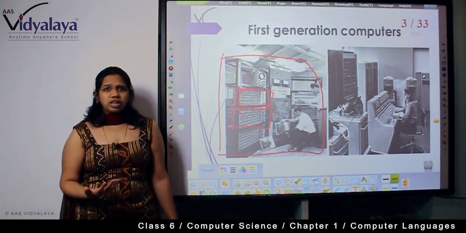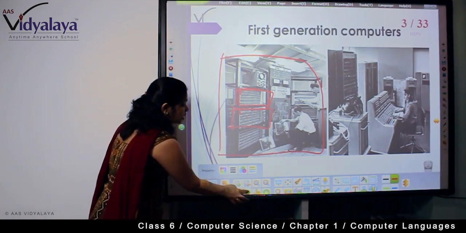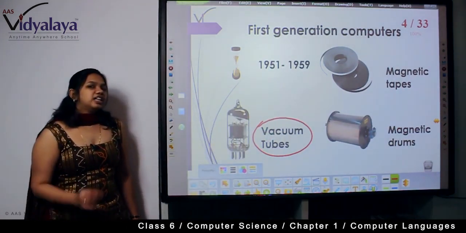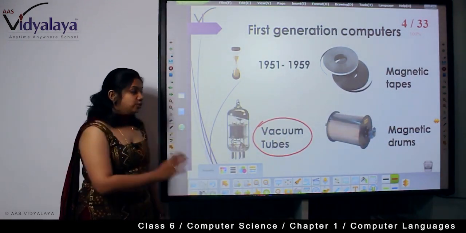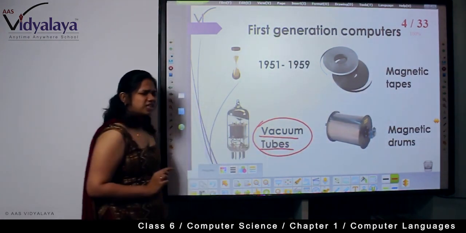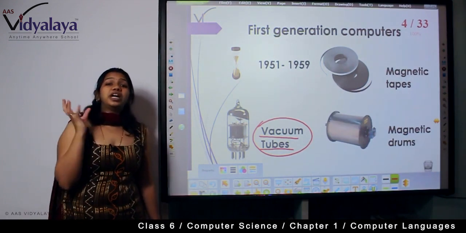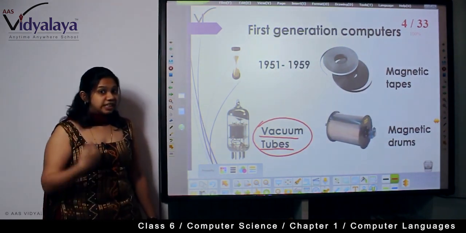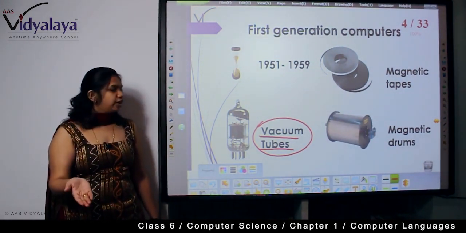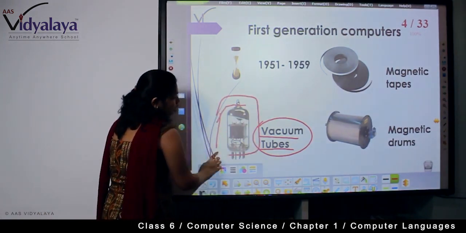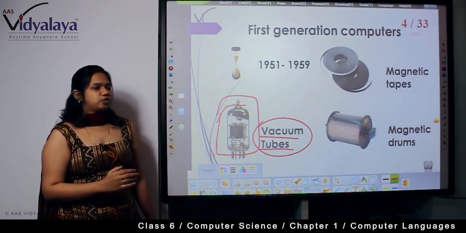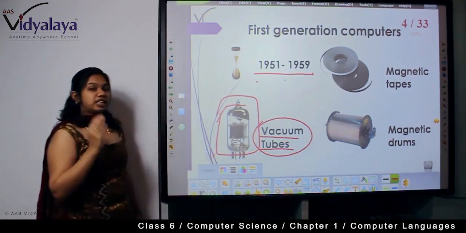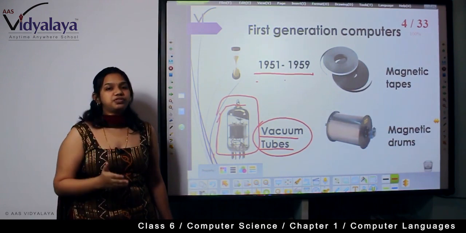So how did they all work? What were they all made of? The first generation computers had something called vacuum tubes. What are these vacuum tubes? They are similar to what you find in your light bulbs. These are tiny tubes which help in communicating the signals given by the human to the computer inside. The computers were completely manufactured and made to work by these vacuum tubes. They were launched in 1951, and people started using these kinds of computers from 1951.